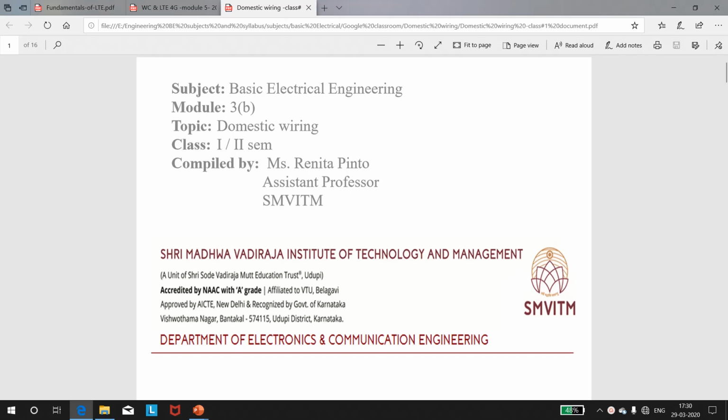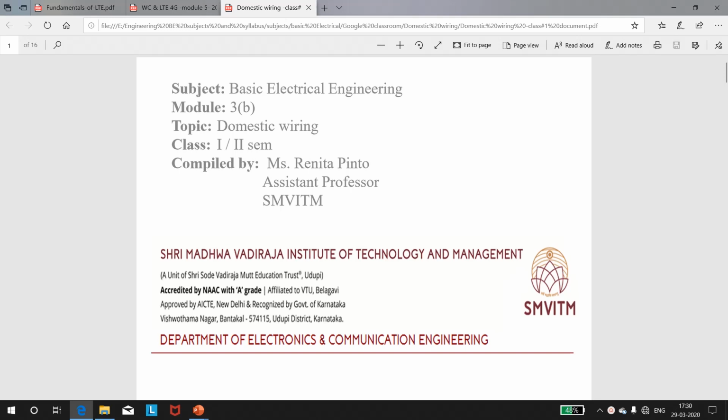So first, let us see why do we need wiring. Wiring is required in the construction of either residential or commercial or industrial properties. Proper wiring will enable the installation of different electrical appliances. So here in this module we will discuss different types of wiring methods, earthing methods and also other related issues.